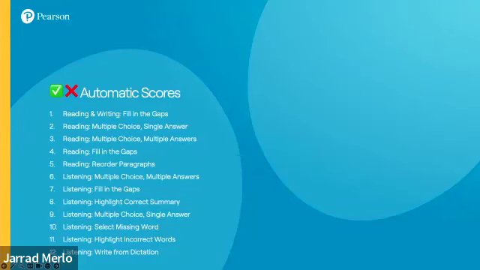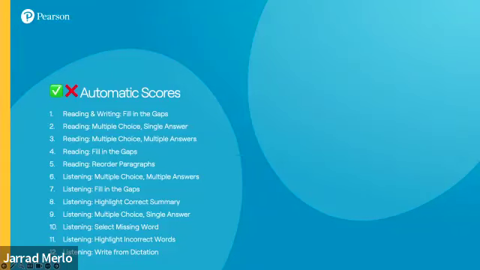So automatic scores are like simple right or wrong answers. Take reading, multiple choice, choose single answer, for example. There's only one correct answer. Same goes for, say, listening, select missing word. These questions either get the answer right or wrong.